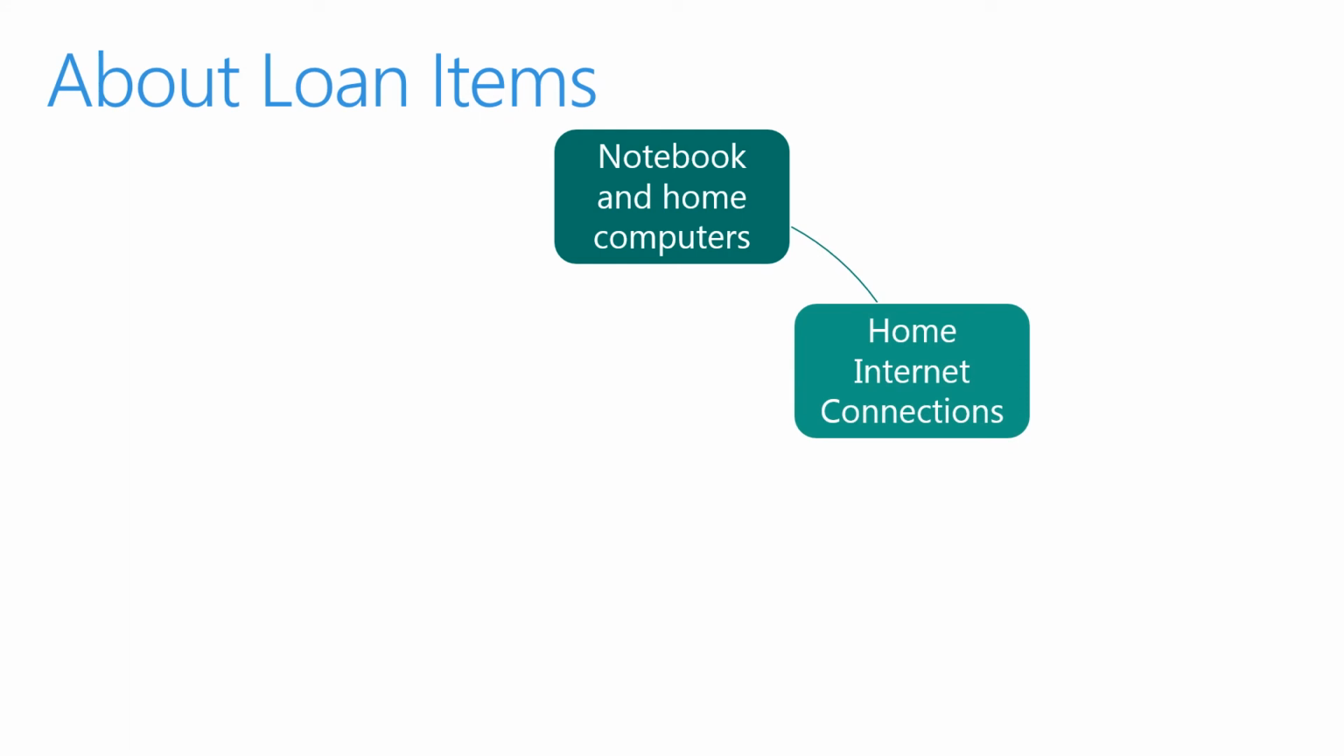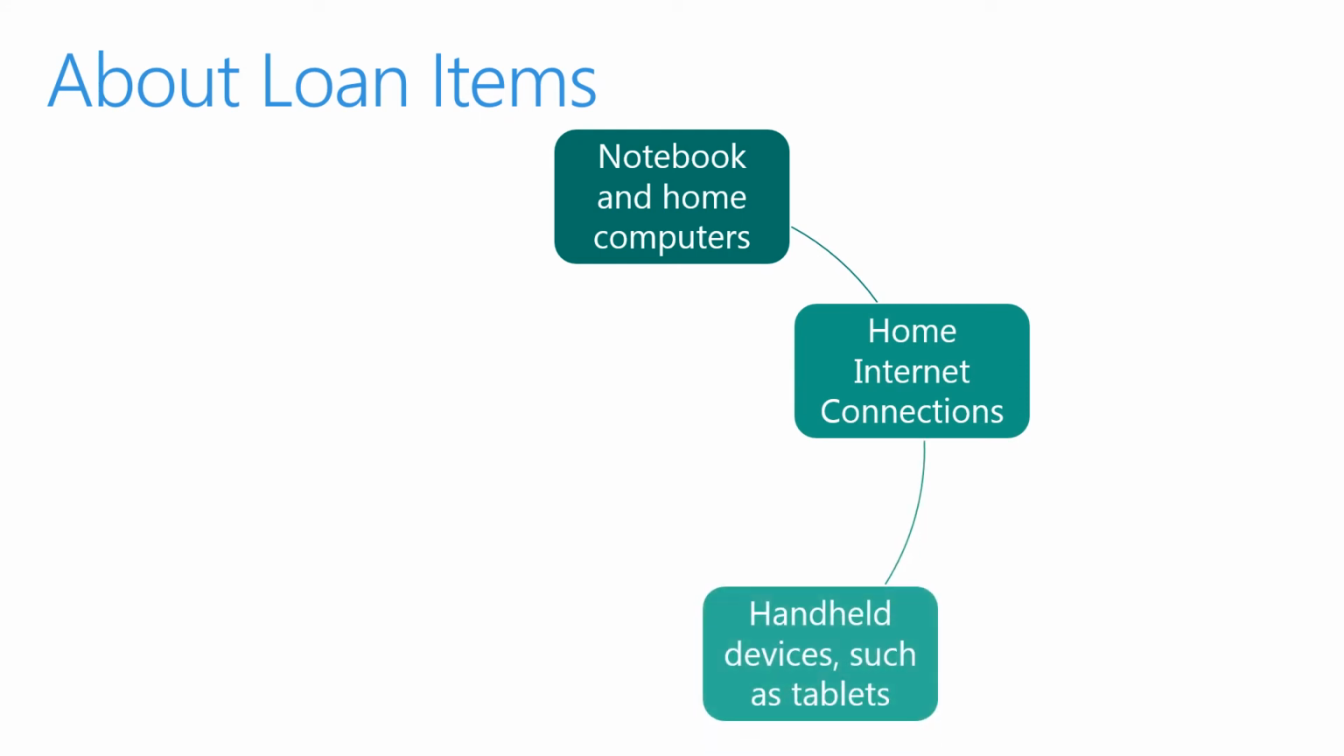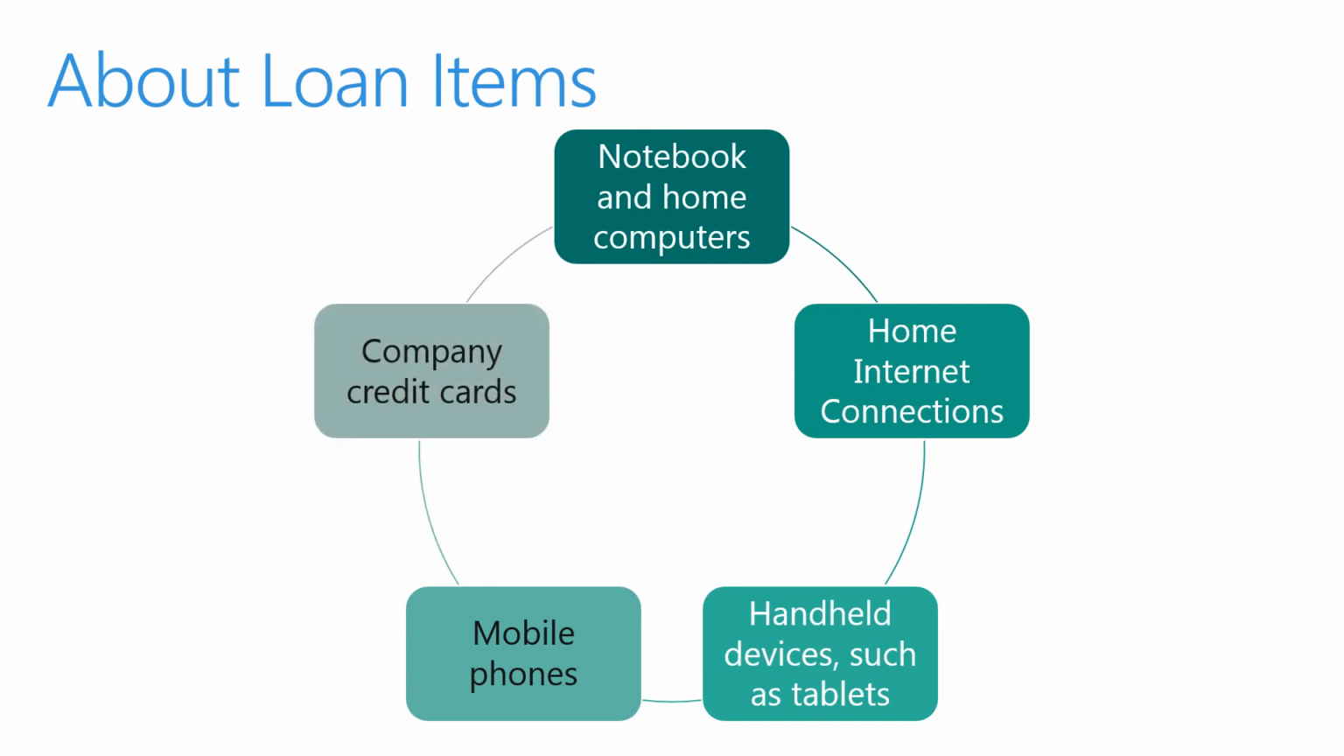Home internet connections, if they pay for your internet service. We have handheld devices such as tablets. They could also be PDAs in those days, and you also have other types of handheld devices. We have mobile phones. A lot of companies give out mobile phones to employees, and company credit cards.